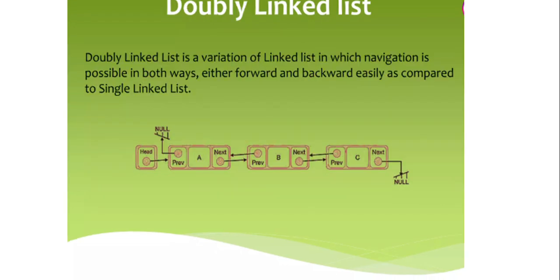Then coming to the double linked list. The double linked list is a variation of the linked list in which navigation is possible in both ways, forward and backward. In a single linked list there is only the forward direction, but in a double linked list both backward and forward directions are there. See the representation of the double linked list: each node has three fields. One is the previous field, another is the next field, and the middle part is the data part.